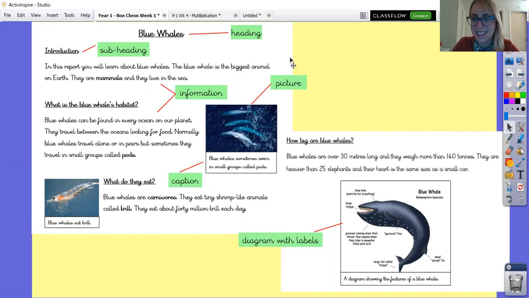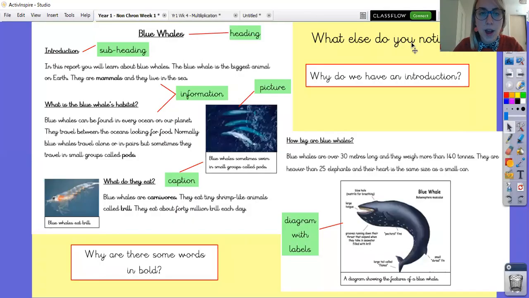Well done, year ones. So I've got a couple more questions I want us to think about our non-chronological report. So my first question is, why do we have an introduction? So why is there an introduction in a non-chronological report? My second question I'd like you to have a little think about is, why are there some words in bold? Okay, so there's some words in bold. Bold means that they're a little bit darker.